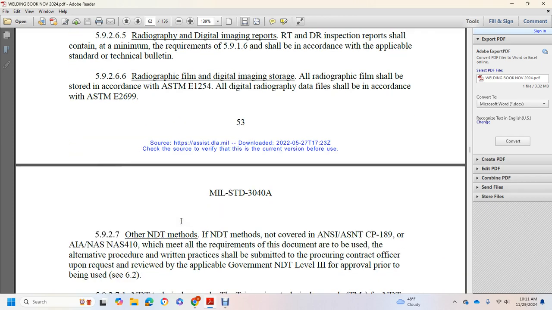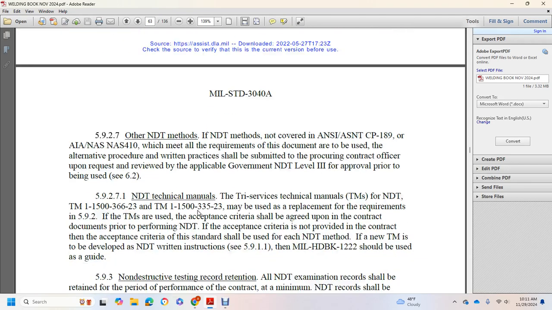E2699. Other non-destructive test methods: if the non-destructive test method is not covered by ANSI, ANST, CP189, or NAS 410, which meet the requirements of the document with the alternate procedure, the written procedure shall be submitted to the procuring contractor upon request for review with the applicable government non-destructive test level 3 for approval prior to being used.